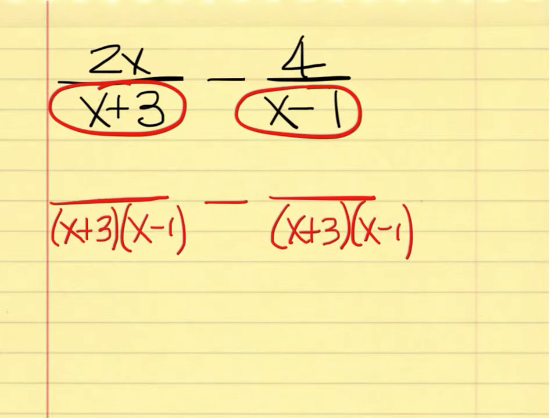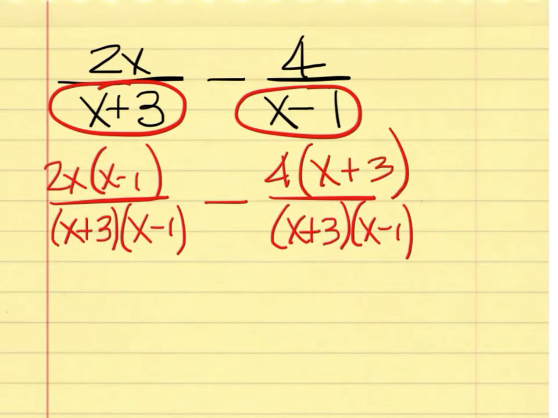What do I need to do? And that goes to Applegate B. Multiply 2x by x minus 1. That's right, I would multiply 2x by x minus 1. And what would I do to find this numerator here? Sexton. That's right, multiply 4 by x plus 3.